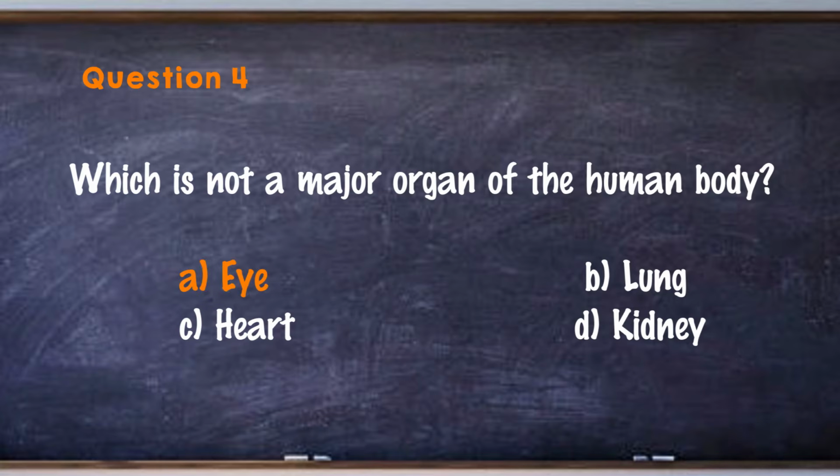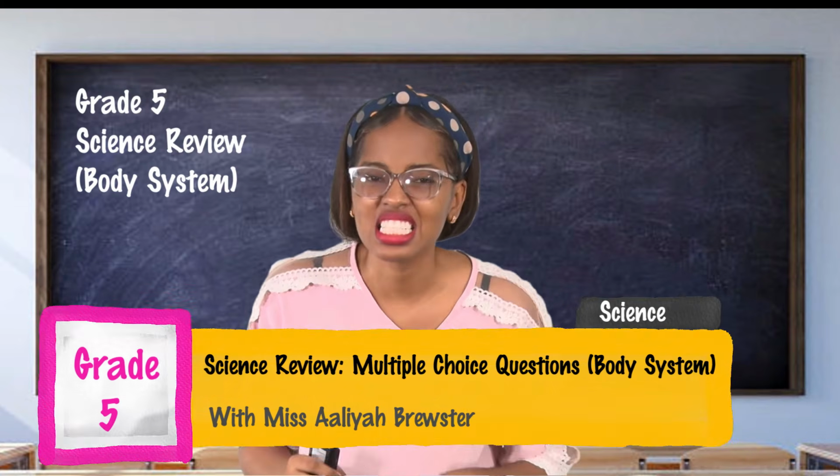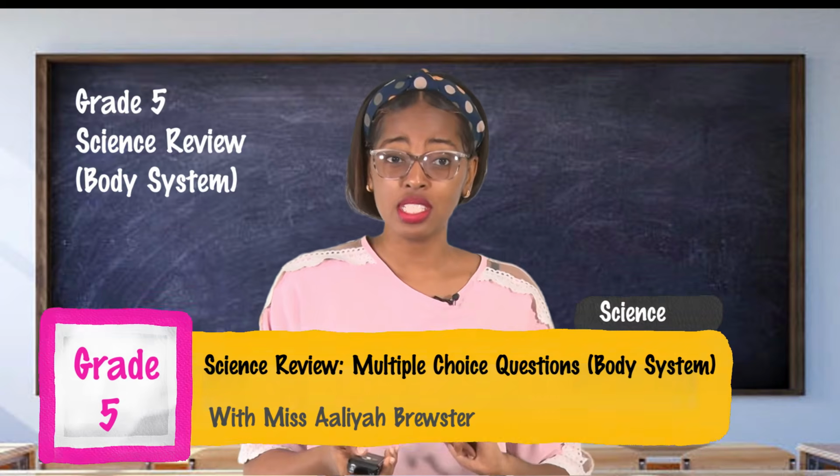So all the others are major organs, but the only one that is not a major organ there is A, eye. Okay? And when I was reviewing this question, I thought to myself, is it possible to survive without your vision? Yes, it is. That's why it's not a major organ. But it's an important organ, not to be mistaken.